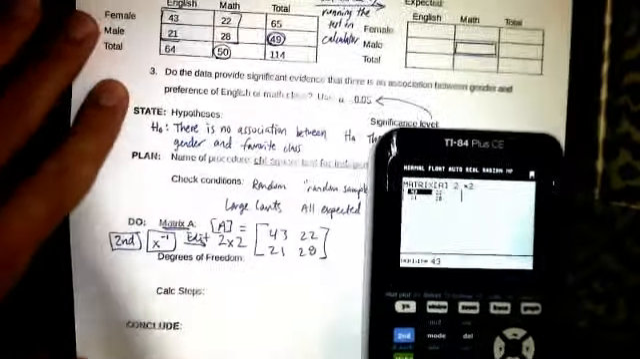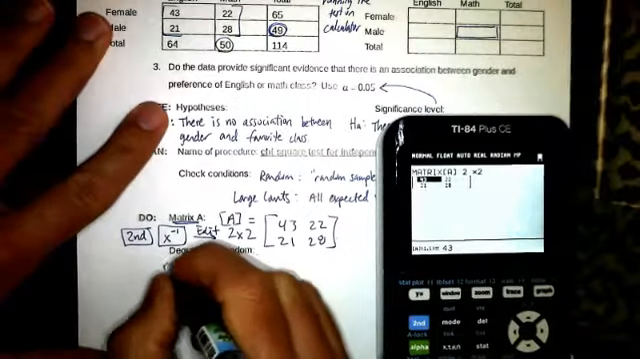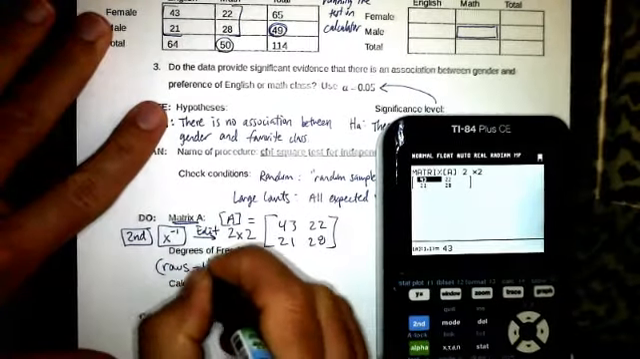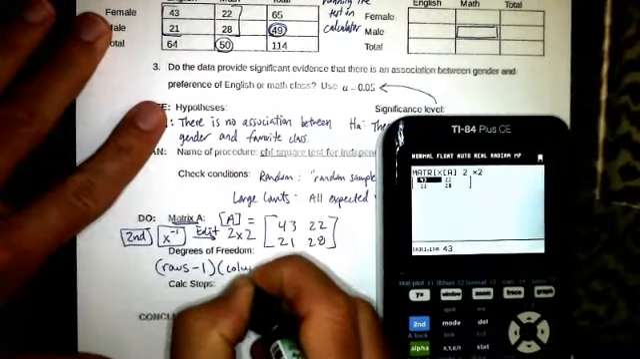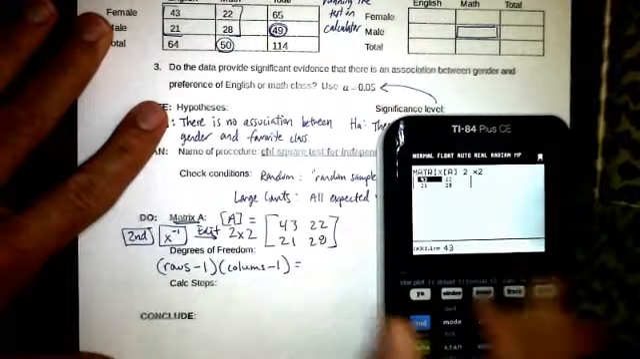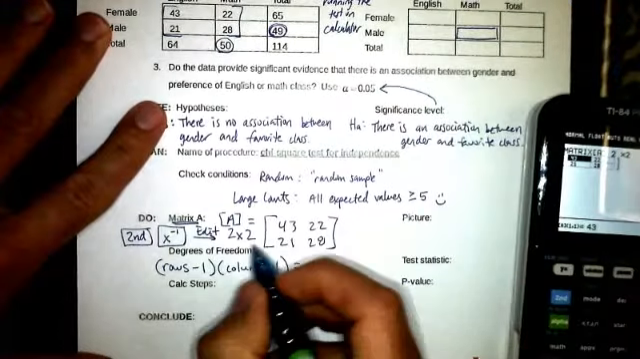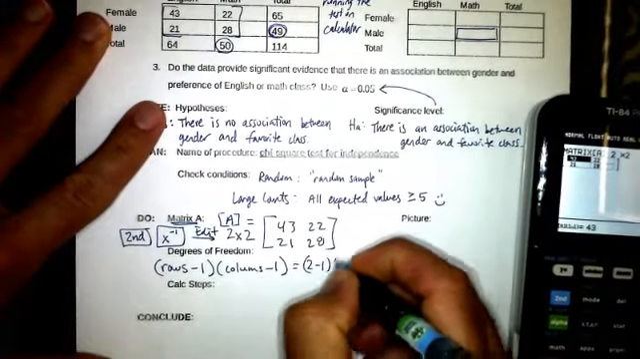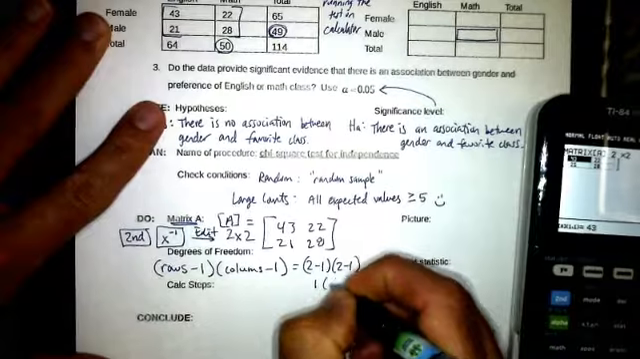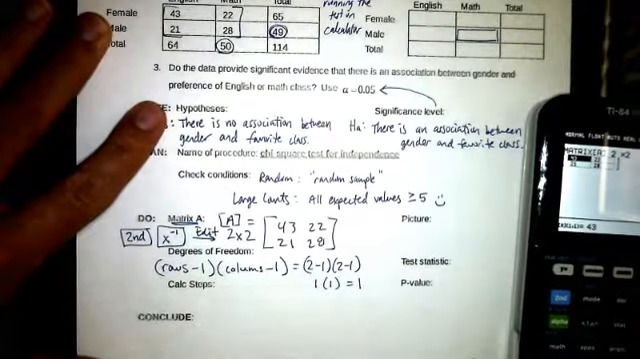Degrees of freedom isn't something we need on this calculator, but it is rows minus 1 times columns minus 1. Because there's 2 rows and 2 columns, 2 minus 1 times 2 minus 1, that's just 1 times 1. That's just 1.